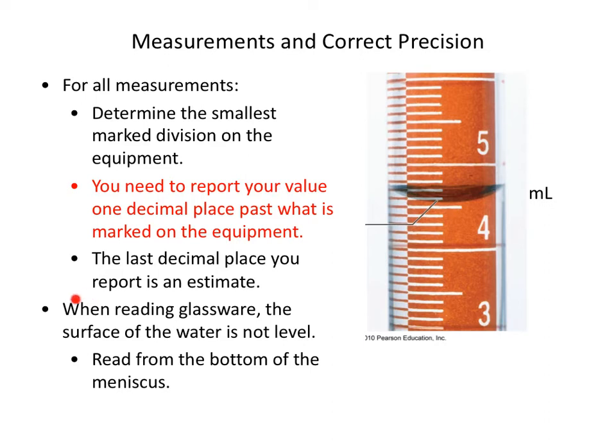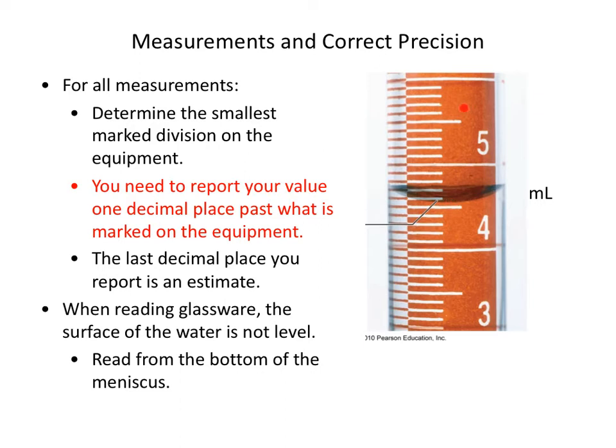And then anytime you're reading glassware, you want to remember that water tends to crawl up the sides of glassware. And it doesn't create a flat surface, but it creates a curved surface that we call the meniscus. And so when we're reading glassware, the glassware is calibrated so that we'll get the proper value if we record from the bottom of the meniscus.